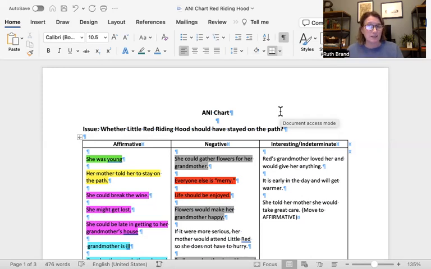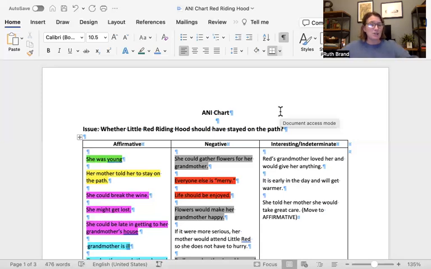So let's take a look at this Annie chart. This one is for Little Red Riding Hood, and the issue is whether Little Red Riding Hood should have stayed on the path. As you probably know from reading this story when you were younger, Little Red Riding Hood needed to bring some bread and some wine to her grandmother who was ill. Her mother sent her off down the path to her grandmother's house. And of course, the big bad wolf comes along and persuades her to leave the path. If you've read the original Grimm story, that's what happens. And she does leave the path.